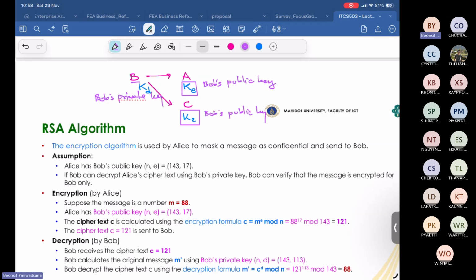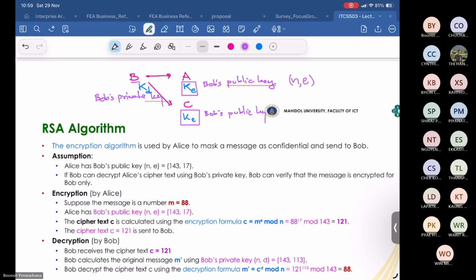So, in this case, Alice has Bob's public key. And also, Charles, or C, also has Bob's public key, but not the private key. In this situation, Alice wants to send a message to Bob. So Alice uses the public key to encrypt the message. Why? Because in order for Alice to send a message to Bob, Alice must ensure that only Bob is able to open this letter to read.